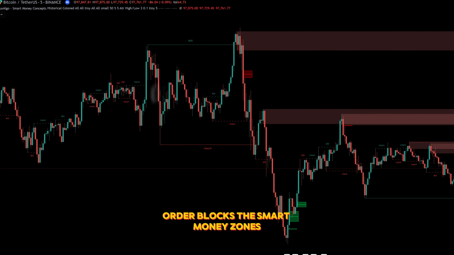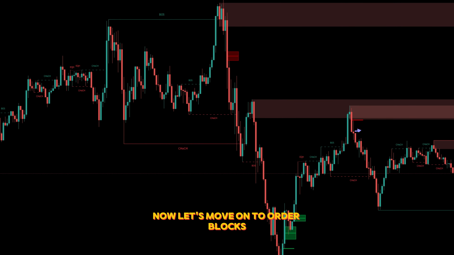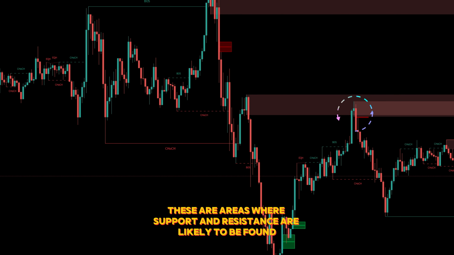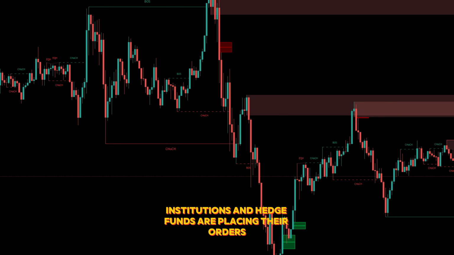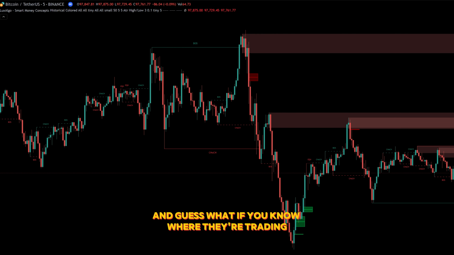Order blocks, the smart money zones. Now, let's move on to order blocks. These are areas where support and resistance are likely to be found. In other words, this is where the big players, institutions, and hedge funds are placing their orders. And guess what? If you know where they're trading, you can trade alongside them.